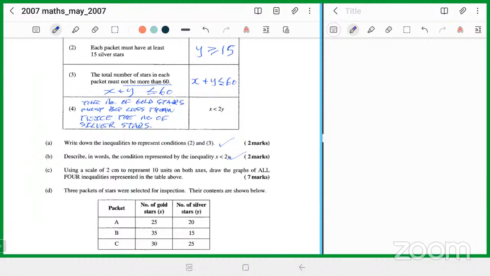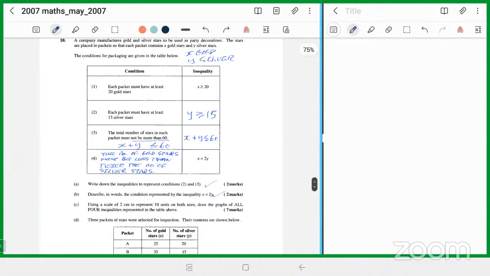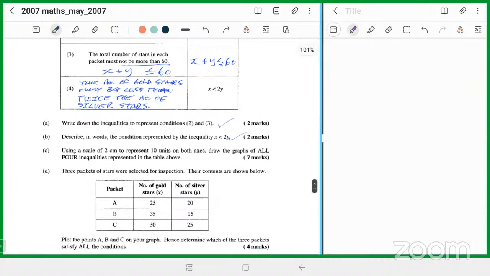Bam, bam. Then here now, they want to use a scale of 2 centimeters to 10 units on the x-axis and both axes to draw the graph for all 4 inequalities. So drawing those again now. Same kind of thing. And then now, they wanted to shade the region.